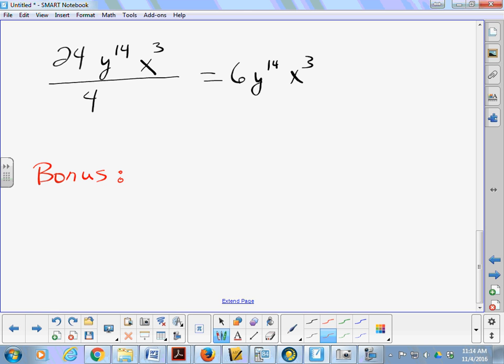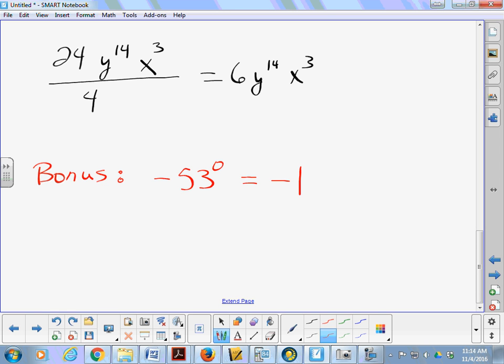What is negative 53 to the power of 0? And negative 53 to the power of 0 is equal to negative 1, because the 53 is the only thing that's raised to the 0 power, not the negative. All right? So there's your bonus.